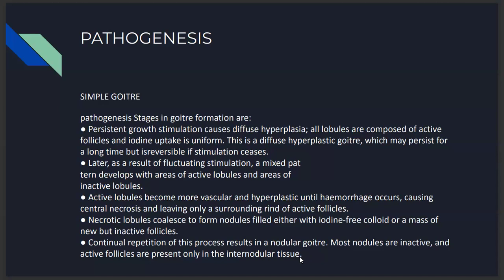Later, as a result of fluctuating stimulation, a mixed pattern develops with areas of active lobules and areas of inactive lobules. Active lobules become more vascular and hyperplastic until hemorrhage occurs, causing central necrosis and leaving only a surrounding ring of active follicles. Necrotic lobules coalesce to form nodules filled with either iodine-free colloid or a mass of new but inactive follicles. Continual repetition of this process results in a nodular goiter. Most nodules are inactive and active follicles are present only in the internodular tissue.